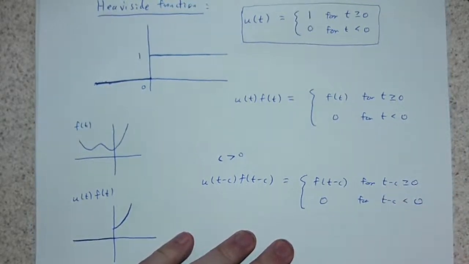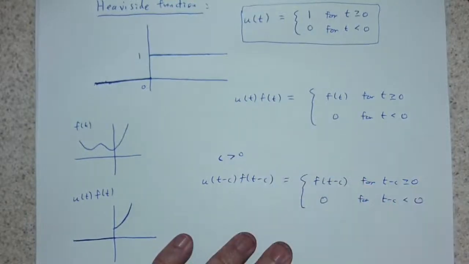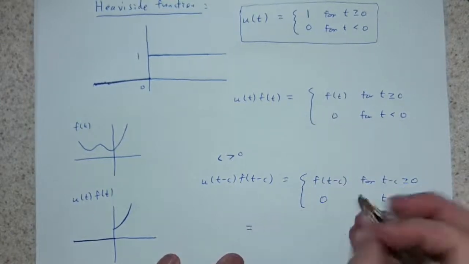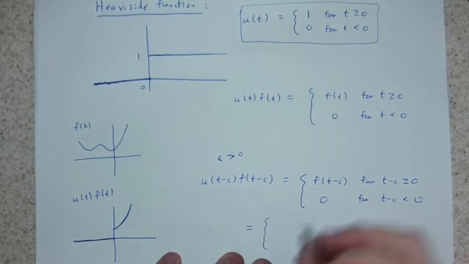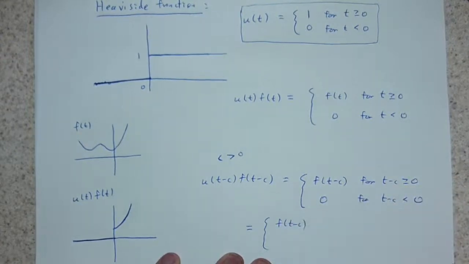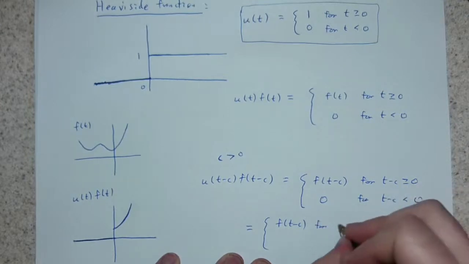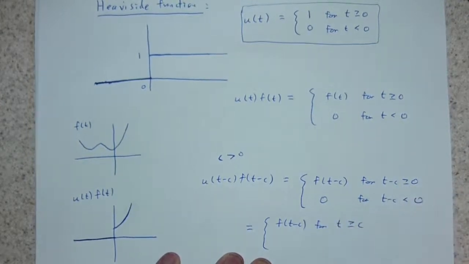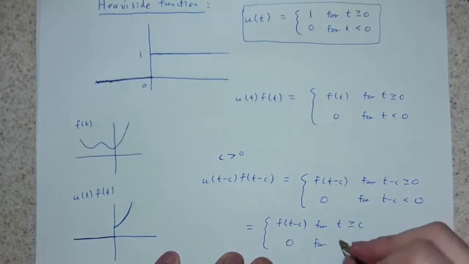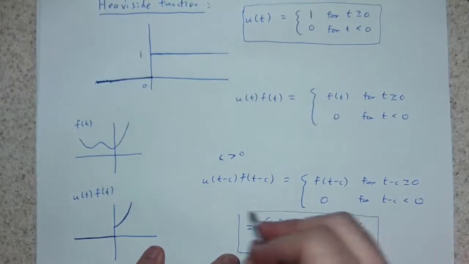Let's rewrite this though, right? So all I did between here and here is replace t with t minus c. But let's actually see what it is that's going on here. The first piece is f of t minus c. That's for t minus c greater than or equal to 0, but another way of saying that is for t greater than or equal to c, and 0 for t minus c less than 0, or t strictly less than c.